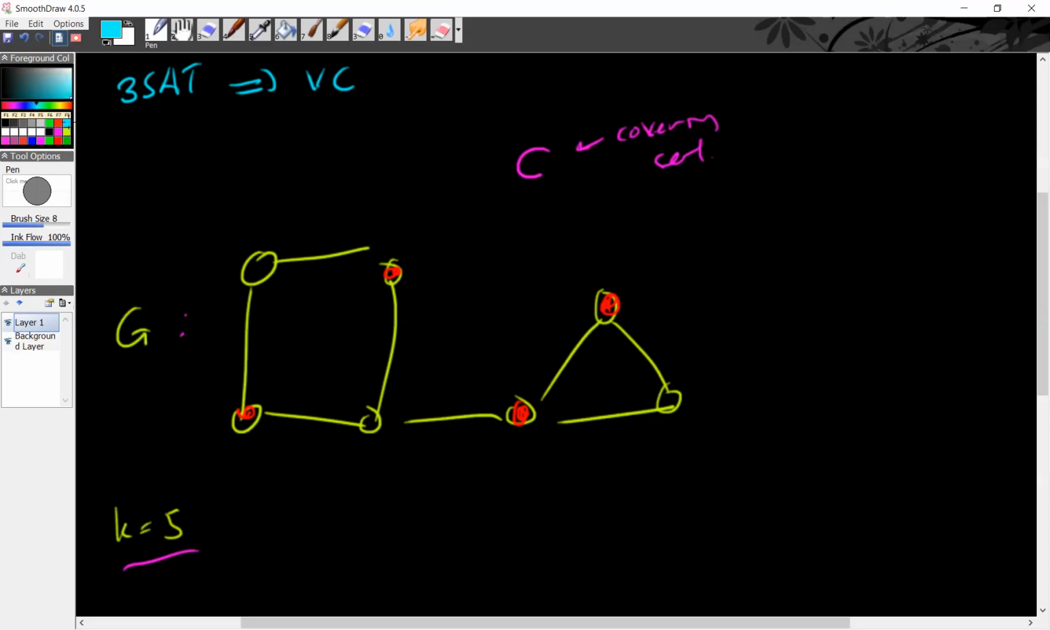Let me see. So this edge is covered. Oh, that's very big. This edge is covered. That's fine. This edge is covered. This edge is covered by either of these. This edge is covered by this one, and so on for the remaining edges.